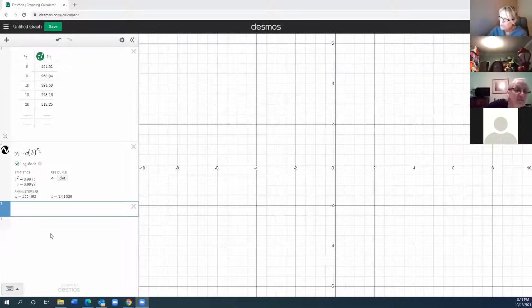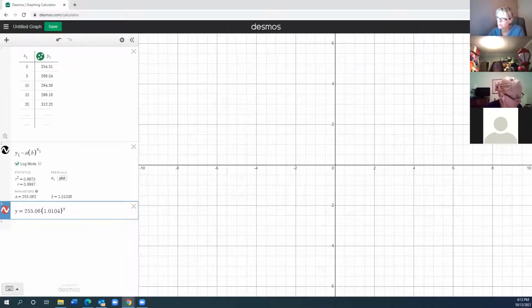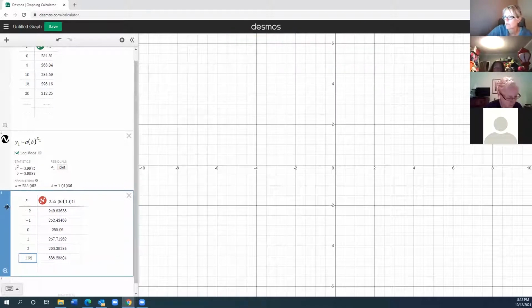Okay, so I'm in Desmos. I'm going to type in my new equation. I'm going to type y equals this new equation rounded: 255.06 times 1.0104 parentheses x. So this is an equal sign because we're actually typing in the equation y equals. And with my gear, I'm going to make a table. Then I'm just going to go to a blank spot and type in 115 for 2015.